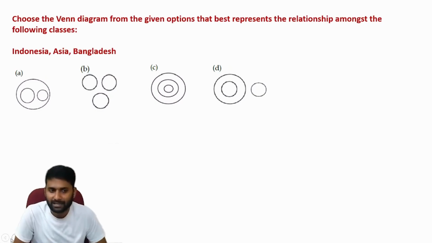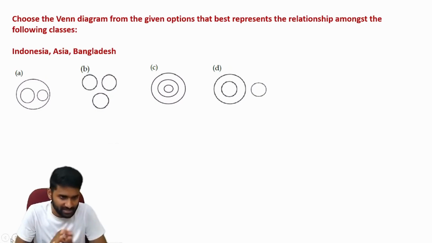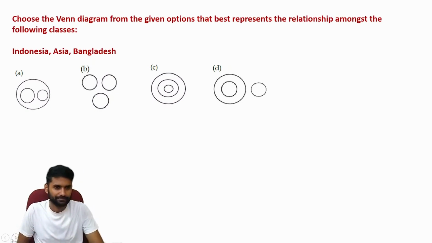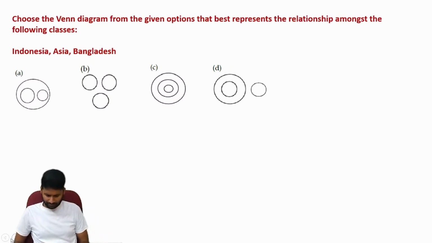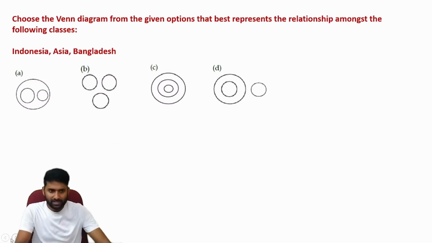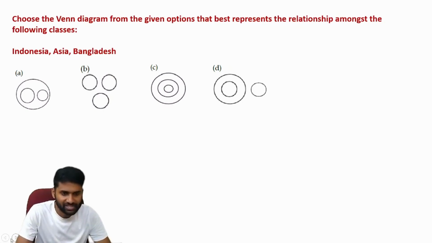Indonesia, Asia, Bangladesh. What is the relation among these three? Like Indonesia, Asia, Bangladesh, what is your observation? And you have to draw the representation in terms of circles. So what is your understanding among these three items, Indonesia, Asia, and Bangladesh?